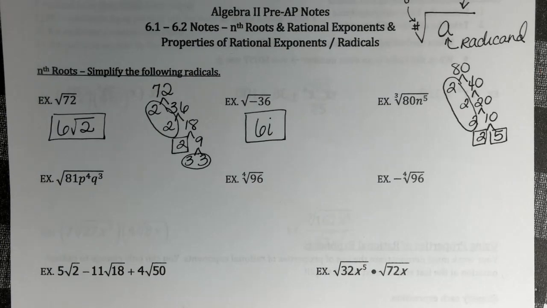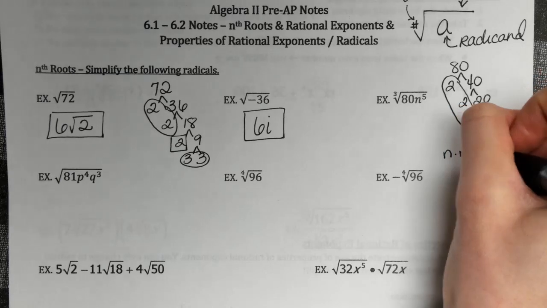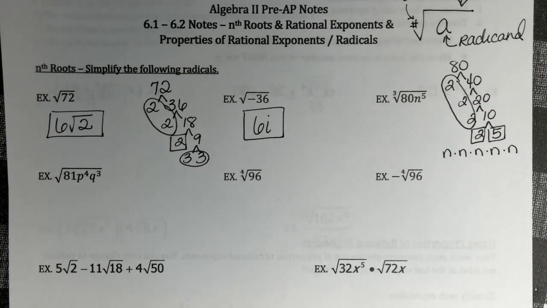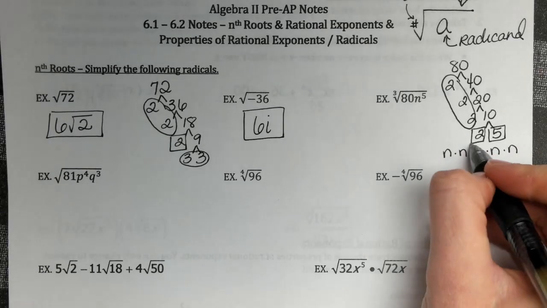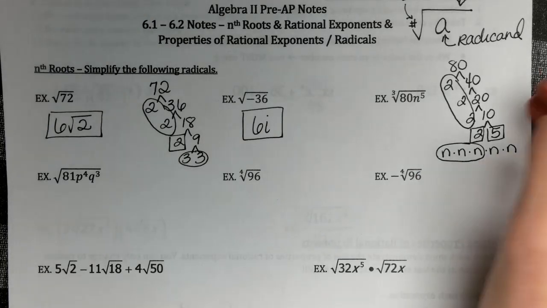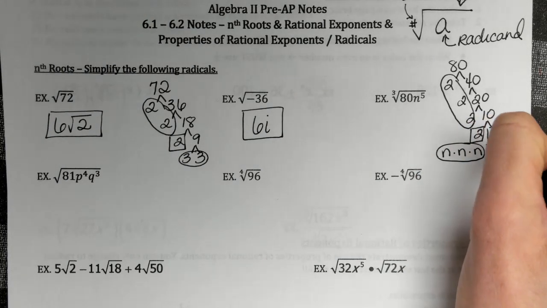Alright, but I also have to take care of that n to the 5th. So that exponent on your variables tells you how many you have. So if I have n to the 5th, then I've got 5 n's. And I'm going to treat my variables the same way I would with those 2's. I want groups of 3. So I can have one group of 3 and I have 2 n's left over.